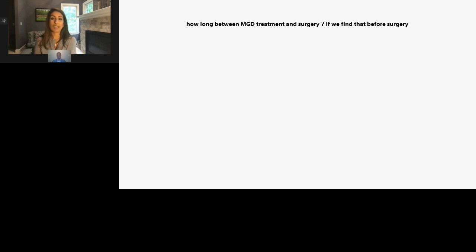Okay, so the next question is how long between MGD treatment and surgery if we find that before surgery? So if you're following kind of what I proposed in our case there, I typically wait about 1 month, 4 weeks. And that's because that gives the patient enough time to have some production of that normal meibum. If the patient started out with some corneal staining, I might even add a short course of a topical steroid just to rapidly rehabilitate the corneal surface. So that's an option too.